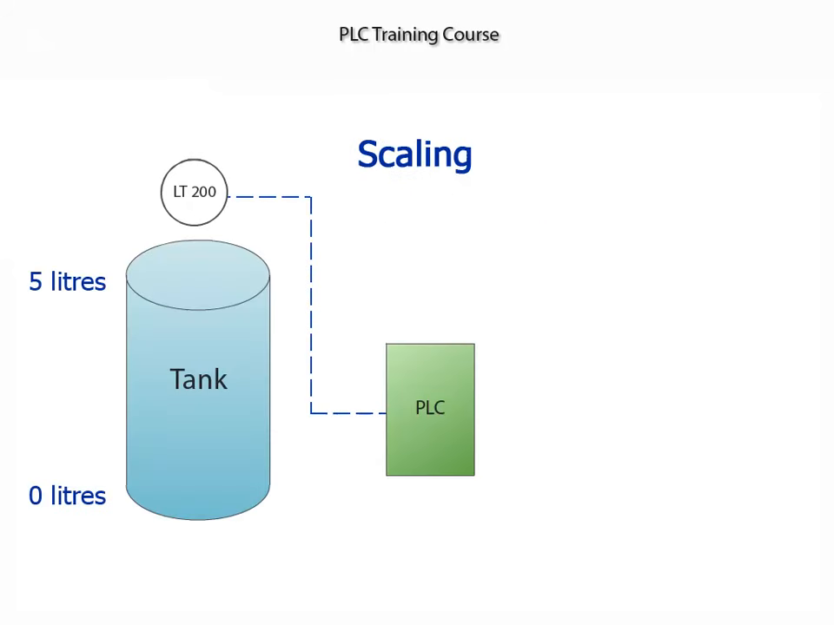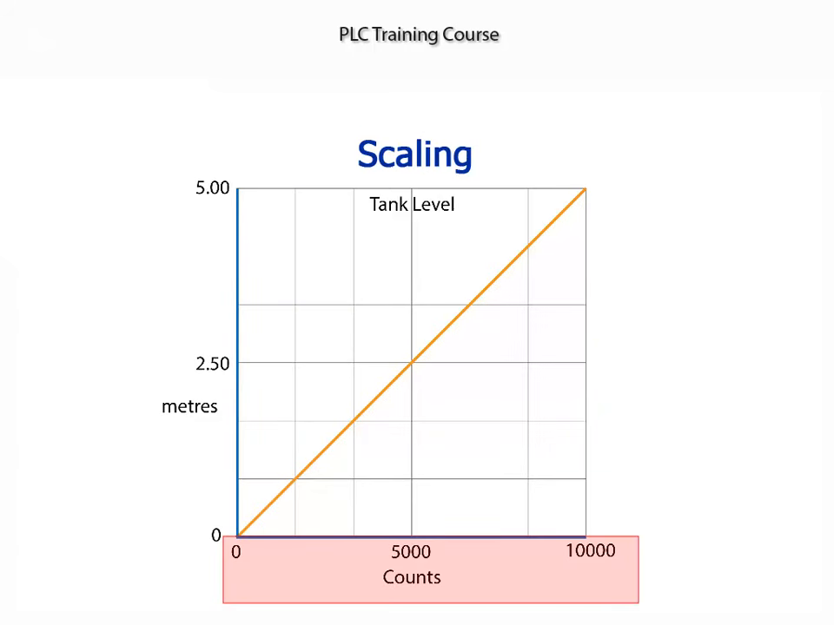A PLC takes the analog value and converts the values to counts. The scaling function allows the conversion of a range of values to another range. It would be more useful to display the tank level in litres rather than counts. The graph shows 0 to 10,000 counts being scaled to 0 to 5 litres tank level. PLC manufacturers differ in how the scaling functions work.